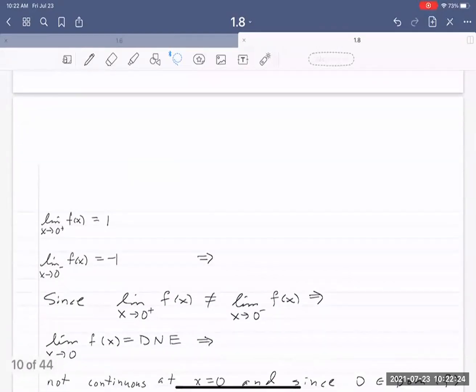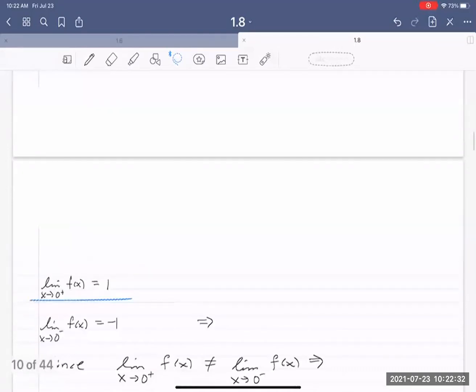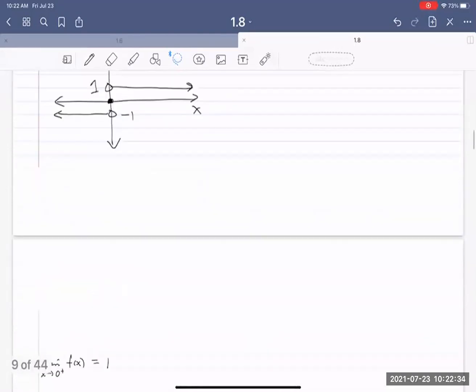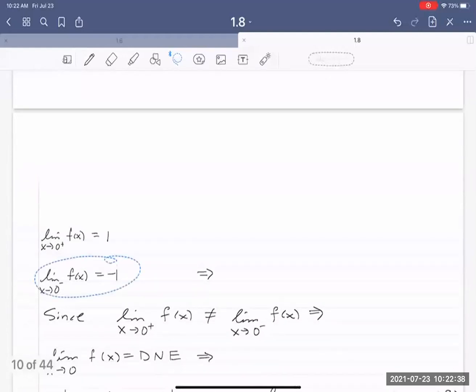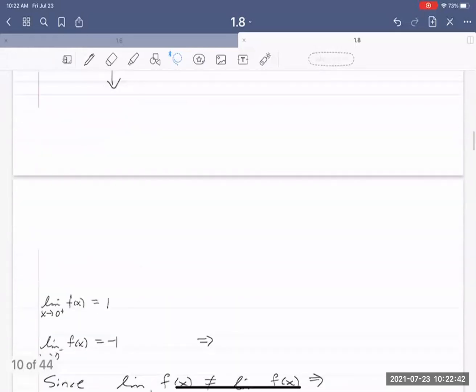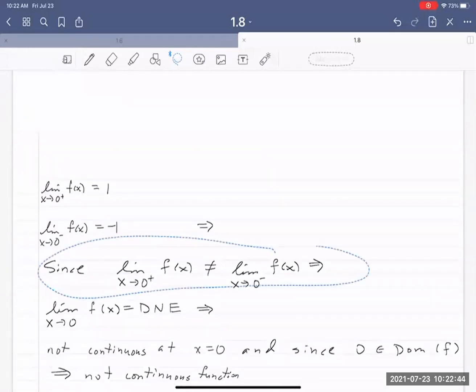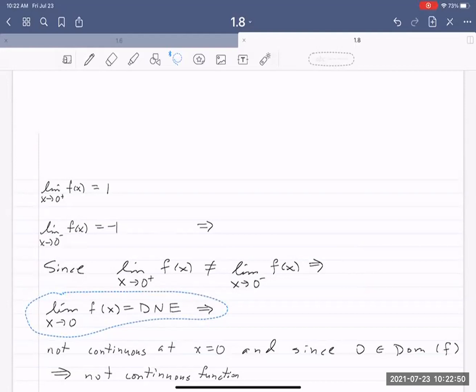So the limit as x approaches 0 from the right is 1. The limit as x approaches 0 from the left is -1. Since the left and right sided limits are not equal, then the two-sided limit does not exist.